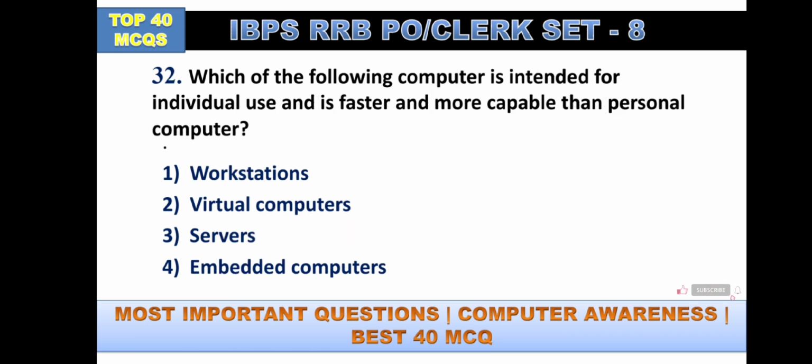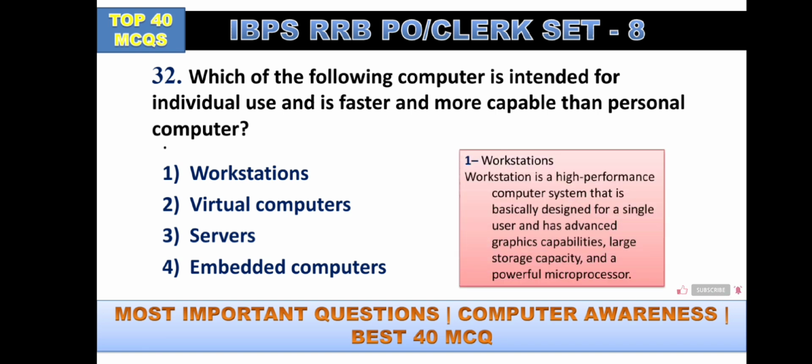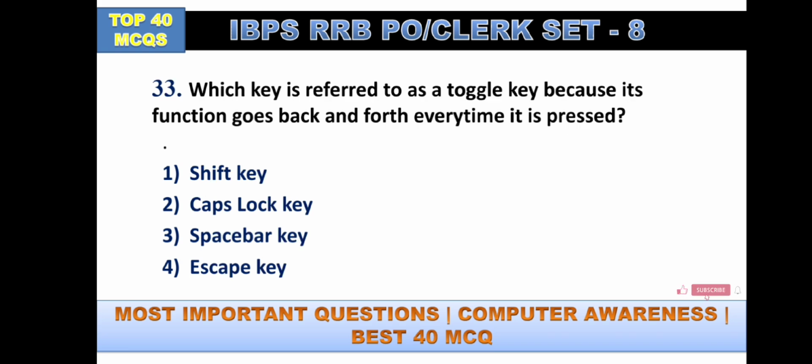Okay. Which of the following computers is intended for individual use and is faster and more capable than a personal computer? So this is called a workstation. So this type of personal computer is called a workstation, and a workstation is a high performance computer system that is basically designed for a single user and has advanced graphics capabilities, large storage capacity, and a powerful microprocessor. Okay, which key is referred to as a toggle key because its function goes back and forth every time it is pressed? I've taught you in the previous video which key is called the toggle key. So it is called the caps lock key.